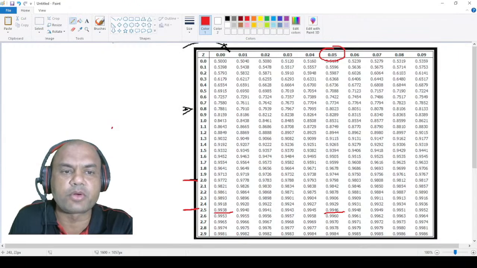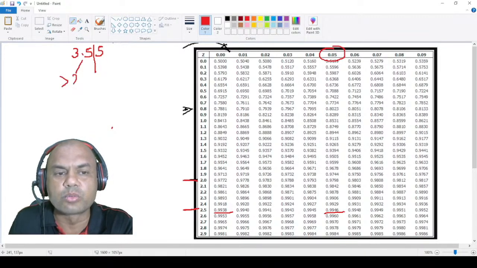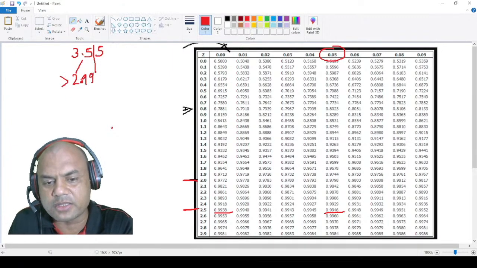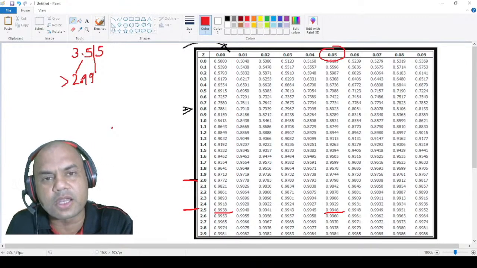See this. 3.55. For 3.55, what do I do? Same. 3.5, so this is greater than 2.99. So I'll search for 3.5 in vertical. Am I getting 3.5? Maximum is what? 2.9. So any number beyond that I can find it.